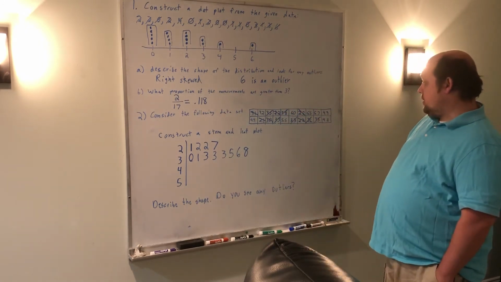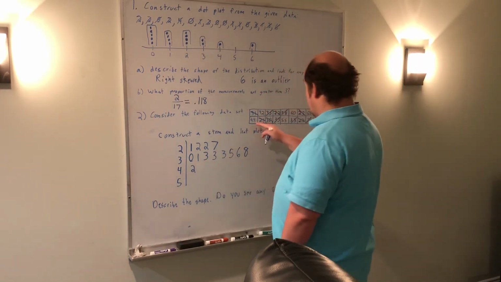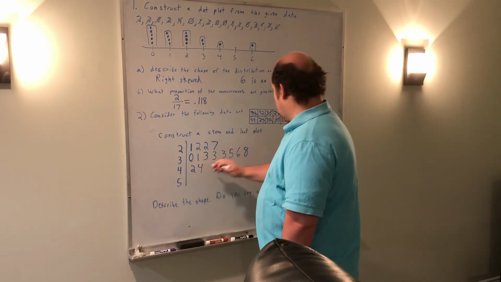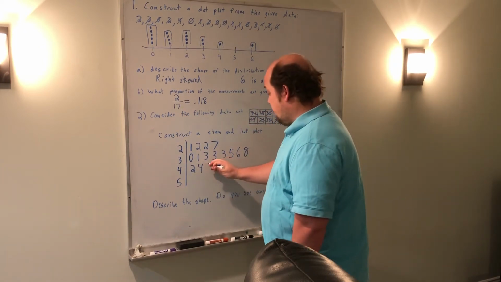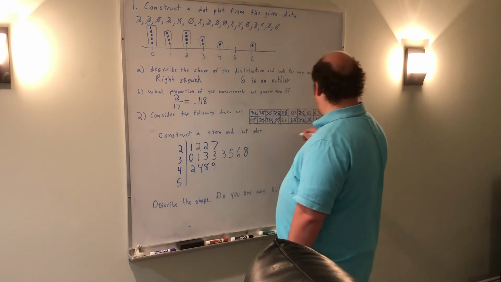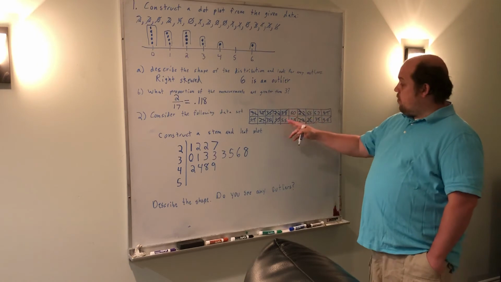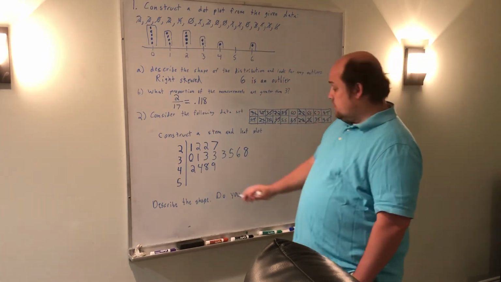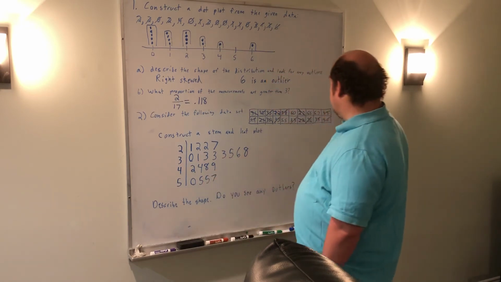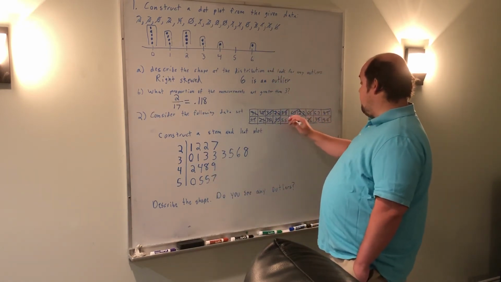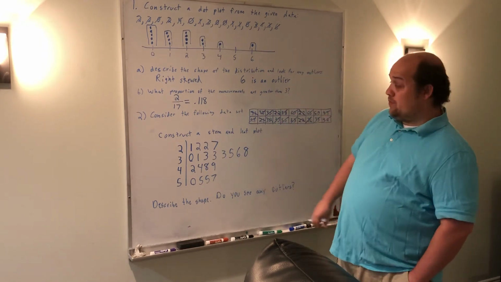For the 4s, I start here with 4.2. Then I've got 4.4. Here I've got 4.9 and 4.8, so I put in 8 first and then 9. For the 5s, we have 0, 5, 5, and 7. So I put in 0, 5, 5, 7.